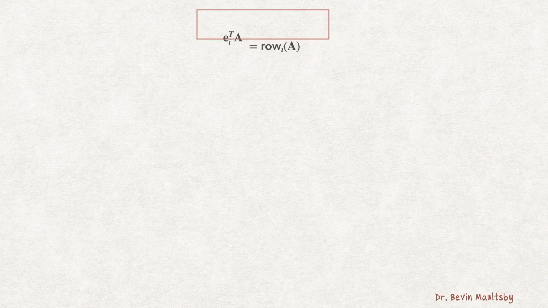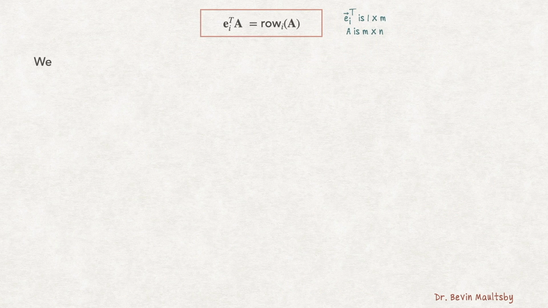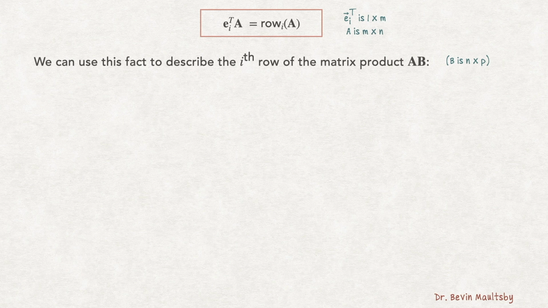Okay, let's now talk about what happens if we multiply two matrices together. So sticking with the same matrix A, which is m by n, let's multiply that with the n by p matrix B. If I want to describe its ith row, then I'm going to use our information at the top, that the ith row of the matrix A times B can be computed by multiplying A times B from the left with the transpose of the ith standard basis vector, as we just did.